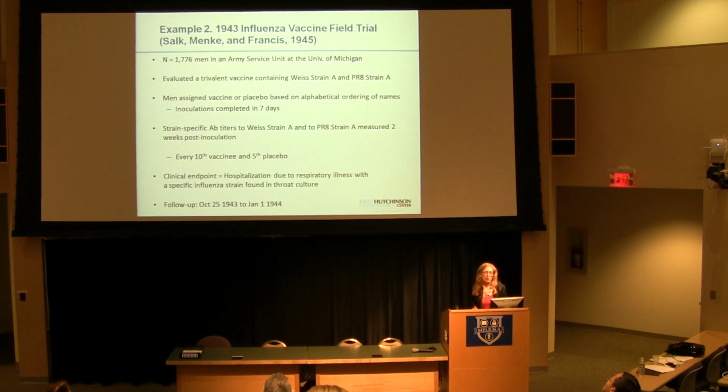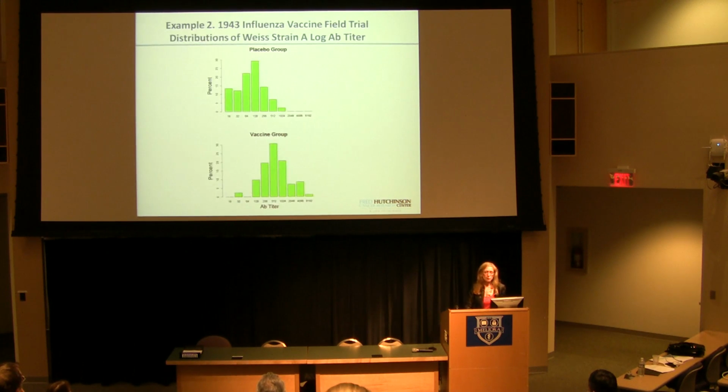Another example is an old trial of flu vaccine, and we've had some nice talks on flu vaccine here. This was a 1943 trial that was done in Michigan. They had a big operation those days. 1776 men, that's an interesting number. And they looked at a trivalent vaccine that contained the Weiss strain A and the PR8 strain A. And they were assigned more or less randomly, by alphabetical ordering of names. They didn't really do a lot of randomization back in those days. And they measured the strain-specific antibody 2 weeks post-inoculation in every 10th vaccinee and every 5th placebo. And the clinical endpoint was the hospitalization due to respiratory illness with specific influenza strain found in throat culture. And they had, as you can see, a short follow-up time just at the end of 1943. And I'm going to focus on the results for strain A in this particular talk.